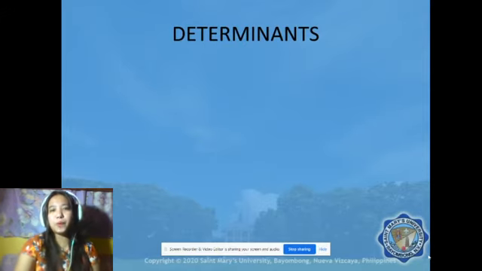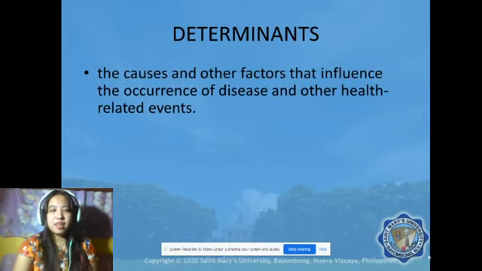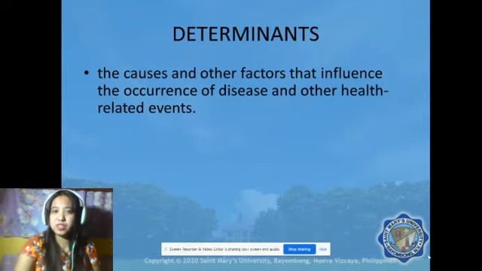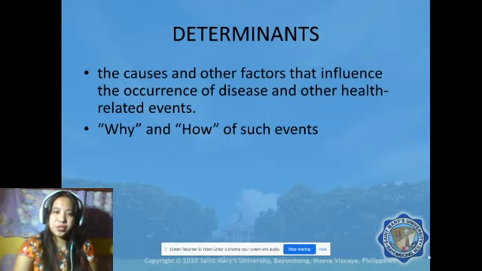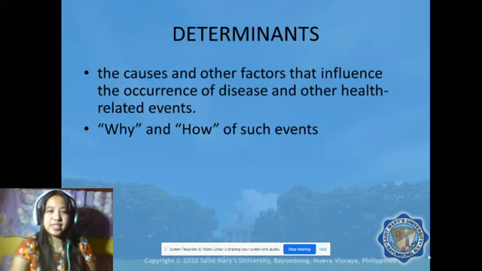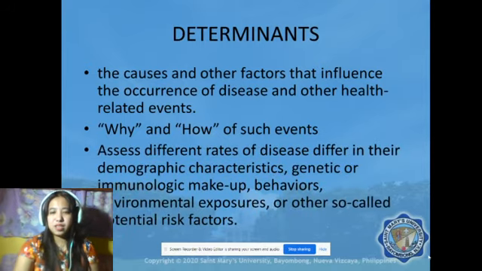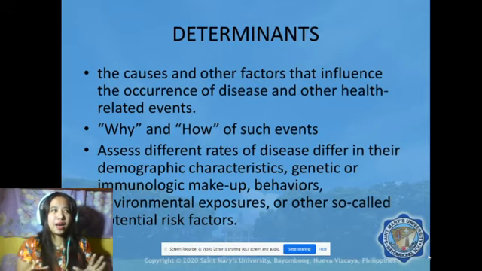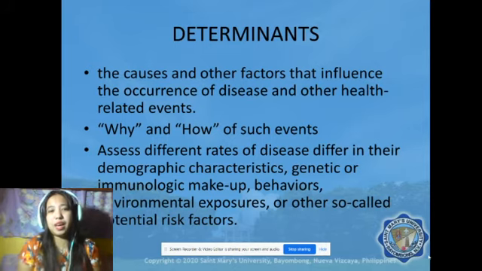For the second one, we have the word determinants. This has something to do with the factors that influence the occurrence of disease. It is the causes and other factors that influence it, and it tries to answer the questions of why and how of such health-related events. In saying determinants, we are coming up with analysis like comparison of demographic characteristics, genetic or immunologic makeup. It can also be behaviors and environmental exposures, or all potential risk factors that we can think of.